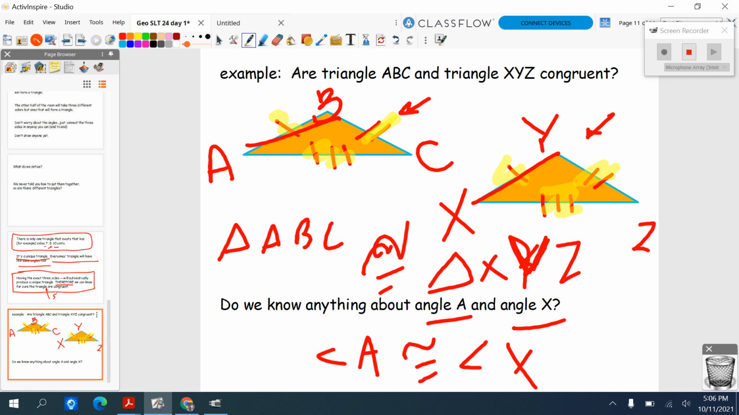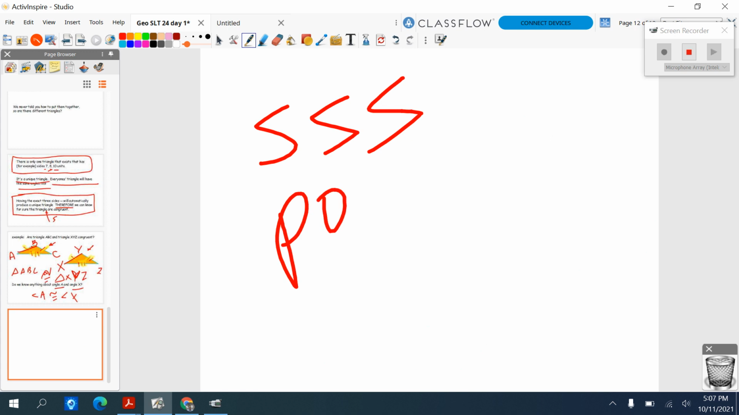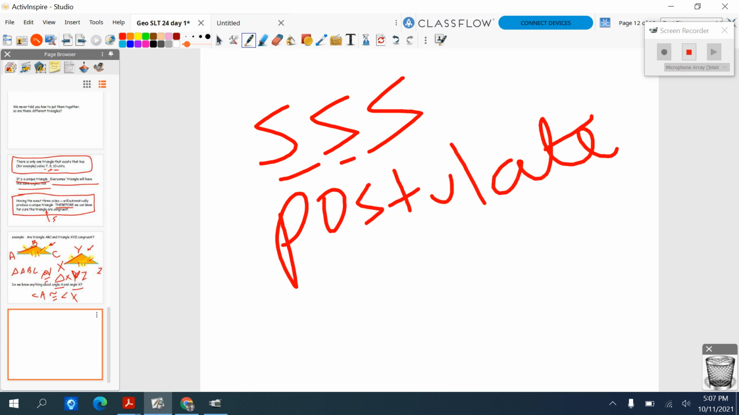And we're going to talk about this more tomorrow, but this is called, get ready, the first postulate, the SSS postulate. Now, the SSS postulate stands for side, side, side postulate. It means having 3 sides of any triangle produce a unique triangle, meaning if you know that there's 3 sides of one triangle congruent to 3 sides of another triangle, then you know that those triangles are congruent. SSS postulate tells you when triangles are congruent.